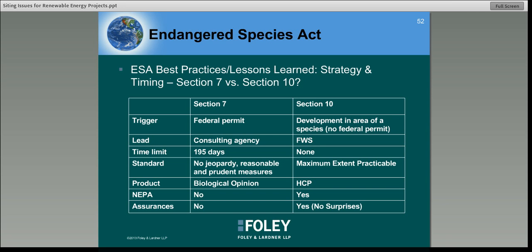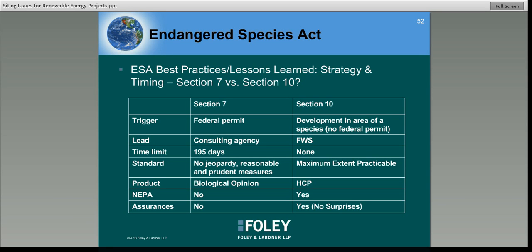Here is just a quick comparison of Section 7 versus Section 10, some of the key differences between the two. Again, the trigger for the two is a little different. The lead agency can be different, so be thoughtful about possible forum shopping. A significant factor is the time limit. Under Section 7, with the various timelines for submitting information and responses, the total timeline is 195 days. And that might seem long until you realize that under Section 10, there is no time limit. HCPs can take years to develop.